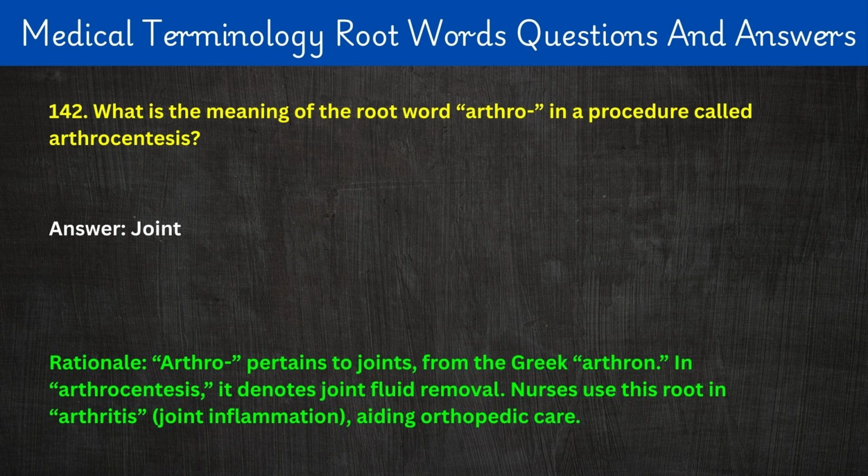142. What is the meaning of the root word arthro- in a procedure called arthrocentesis? Answer: joint. Rationale: Arthro- pertains to joints, from the Greek arthron. In arthrocentesis, it denotes joint fluid removal. Nurses use this root in arthritis, joint inflammation, aiding orthopedic care.